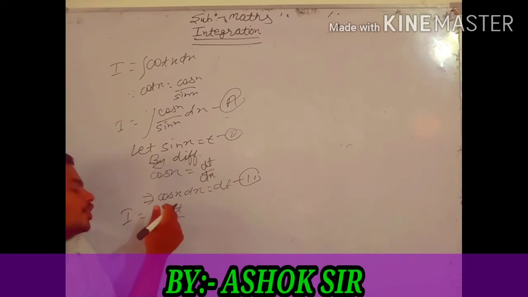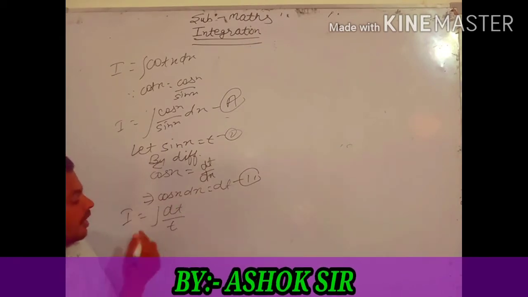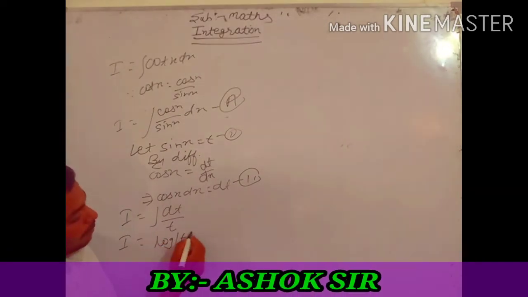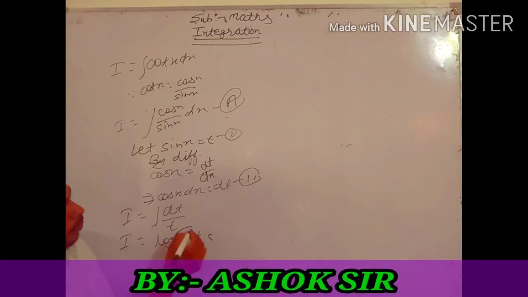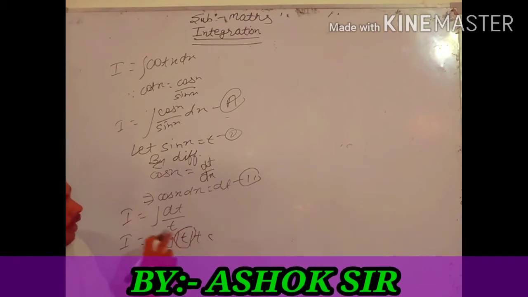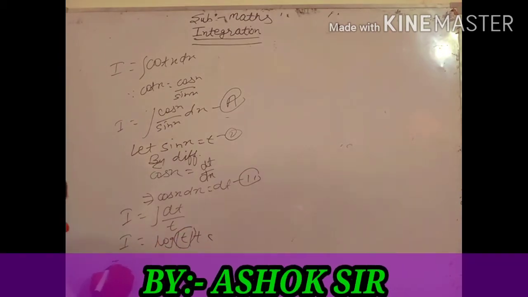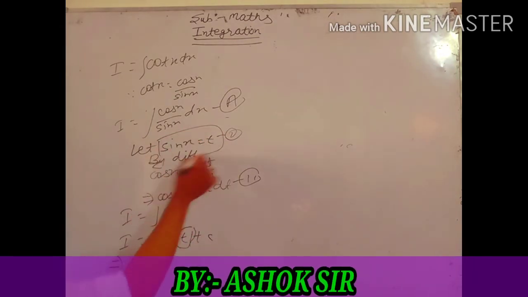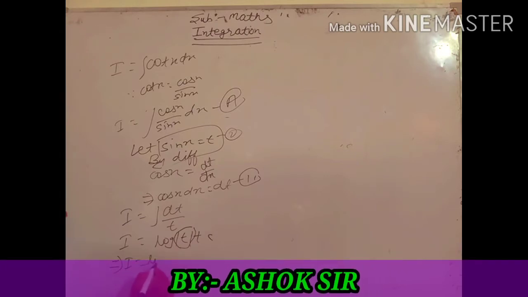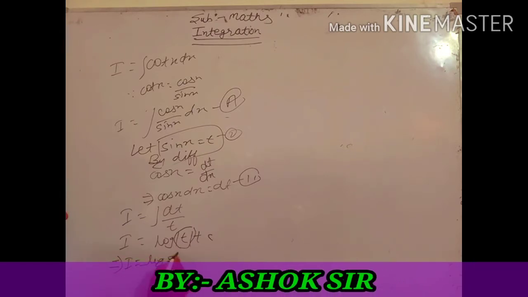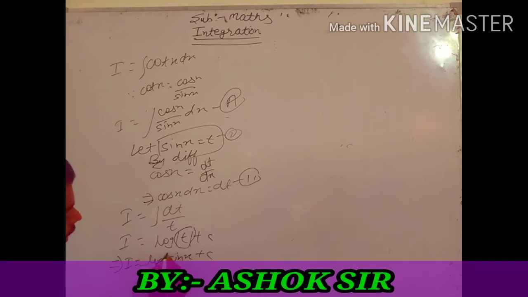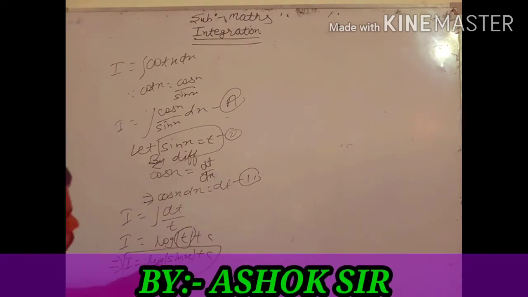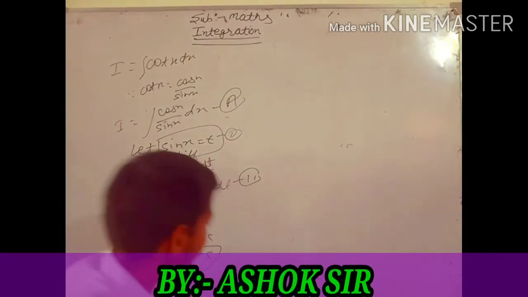We know that integration of 1 upon t with respect to dt is equal to log t. So I is equal to log t plus c. We use modulus because in log there are no negative values. Then we put the value of t from here. So I is equal to log modulus sin x plus c. So the integration of cotx is equal to log modulus sin x plus c.